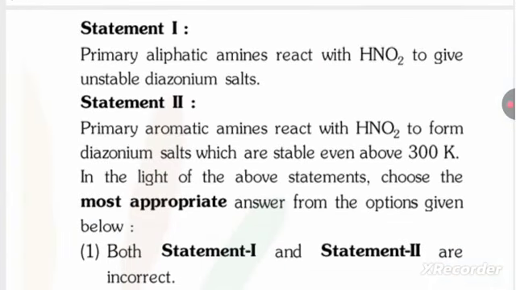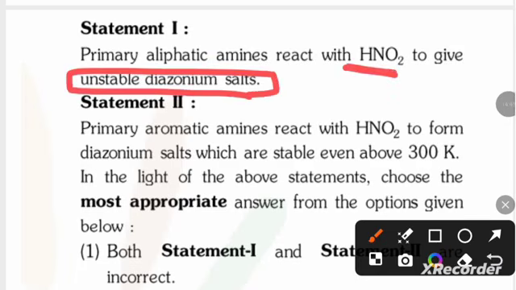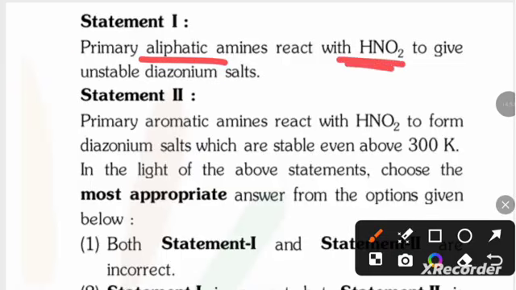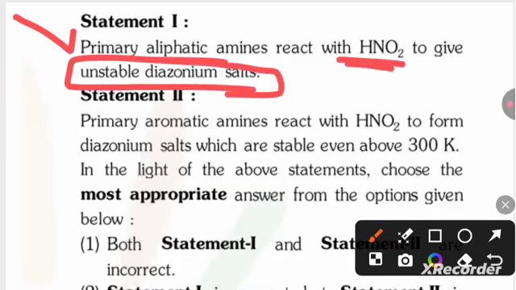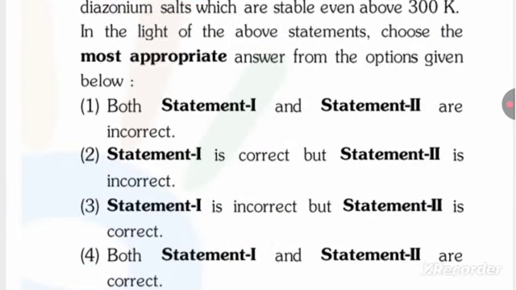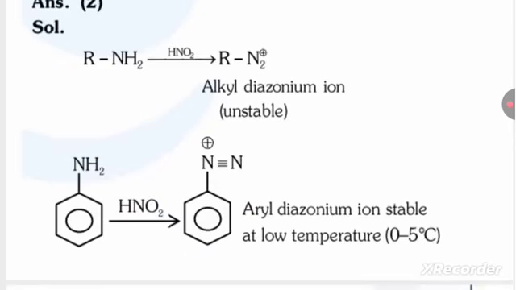In the next question, primary aliphatic amines react with HNO2 to give unstable. Yes children, primary aliphatic amines like methanamine, on reacting with HNO2, give an unstable diazonium salt. Statement 1 is right. Second statement, primary aromatic amines react with HNO2 to produce diazonium salt, yes, and which are stable at 300 Kelvin. No children, in the diazotization reaction we studied, this reaction happens between 0 to 5 degrees Celsius, not 300 Kelvin. So statement 2 is wrong. In that case, option 2 is right: statement 1 is correct, but statement 2 is incorrect. You can see the diazotization reaction for primary aromatic amines takes place at 0 to 5 degrees Celsius.